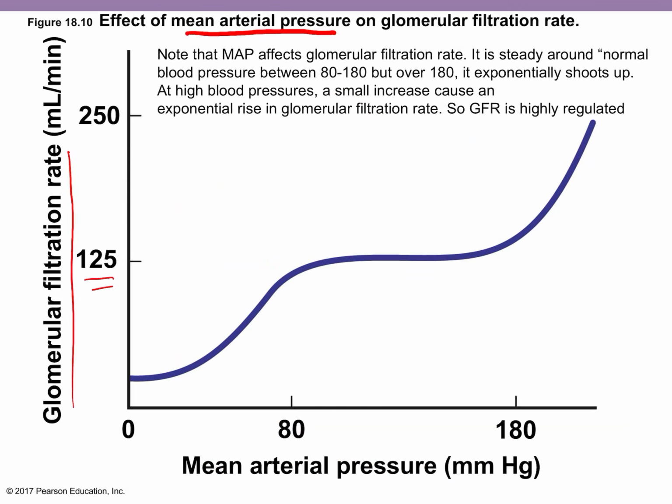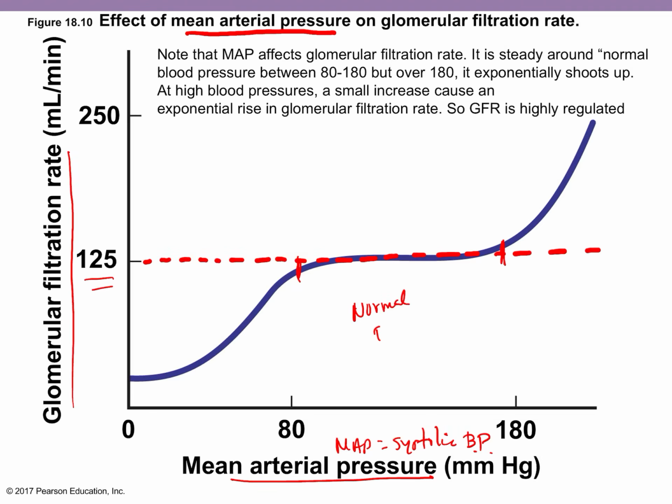And so when you look at this graph, we can see that here's our glomerular filtration rate, right, at 125 per minute, and that's normal. And we can see that this graph shows you that between 80 and about 180 mean arterial pressure, this is your systolic pressure, right? Systolic blood pressure. So it's pretty constant in this sort of normal blood pressure range. You would argue that 180 is pretty high.